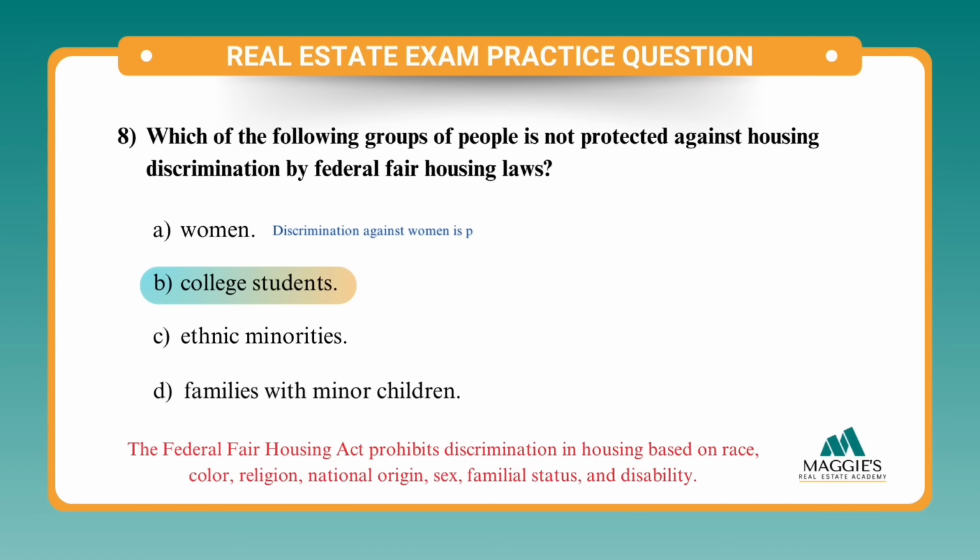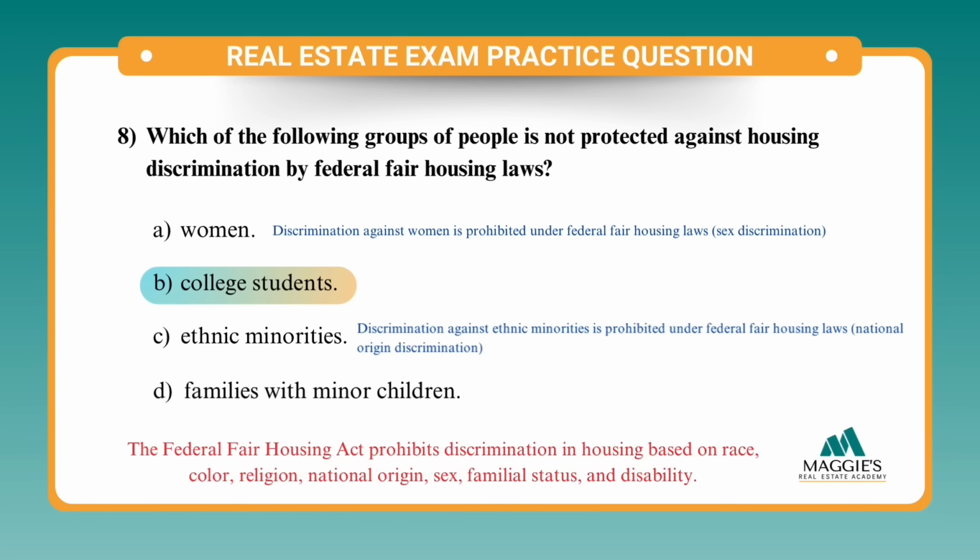So, women is sex discrimination and is prohibited under the fair housing laws. Now, ethnic minorities, that's discrimination based on race or national origin. And D, families with minor children. Remember, familial status discrimination is also prohibited under federal fair housing laws. And this includes discrimination against families with minor children, such as refusing to rent or sell housing to families with children, or imposing different terms or conditions onto them.